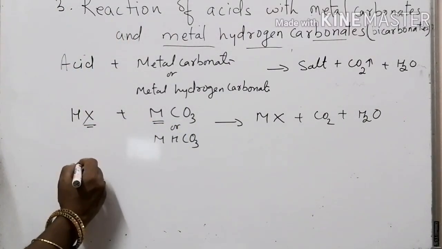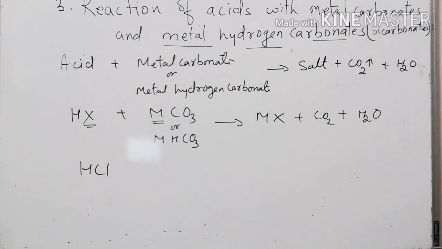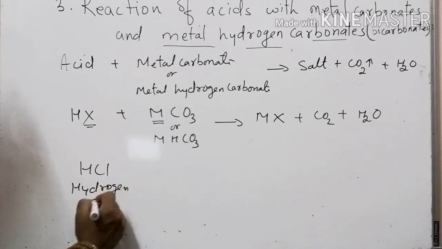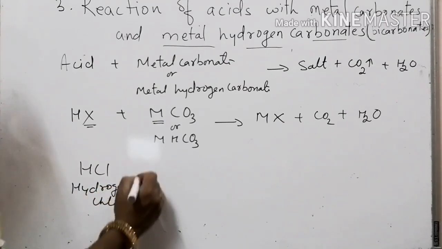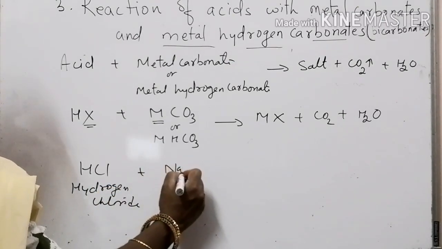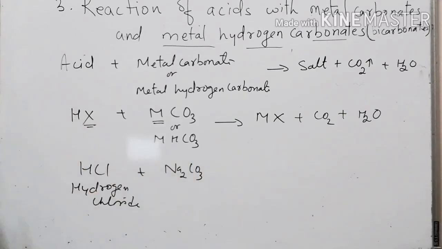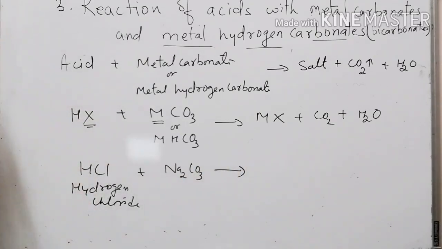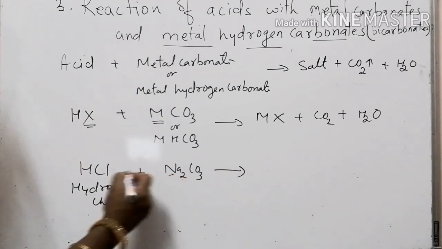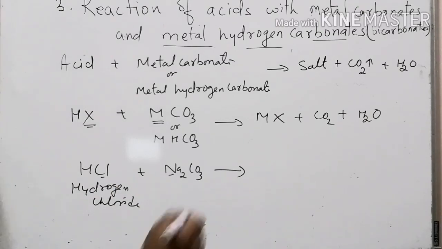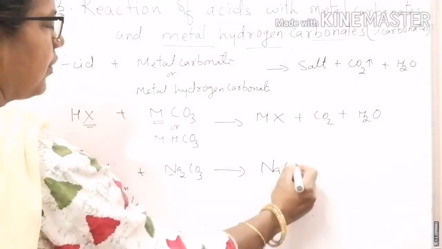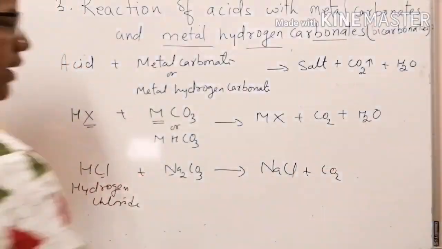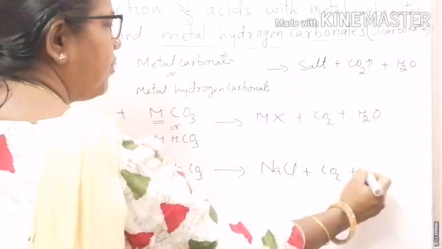Let me discuss one example like HCl, hydrogen chloride, when it reacts with sodium carbonate. Hydrogen chloride reacts with sodium carbonate. Now, can you identify the salt formed? Sodium plus chlorine gives sodium chloride. The carbonate radical releases carbon dioxide gas and it will form water.